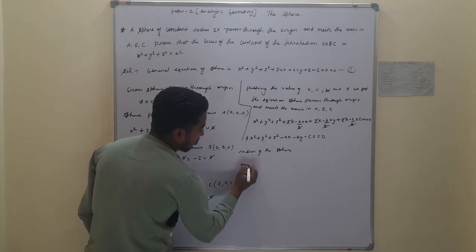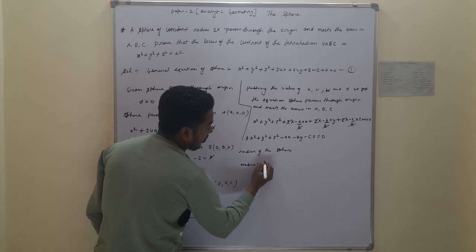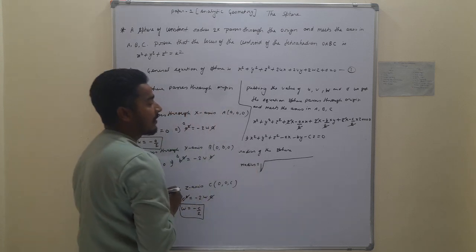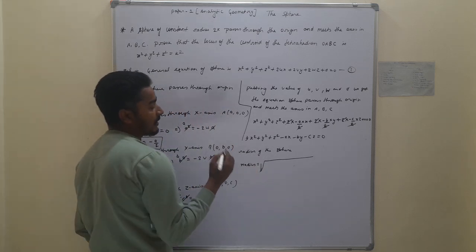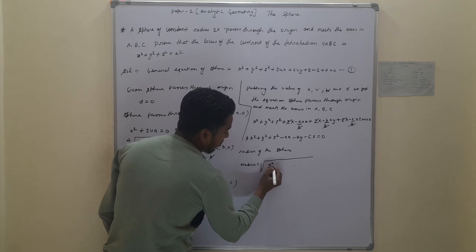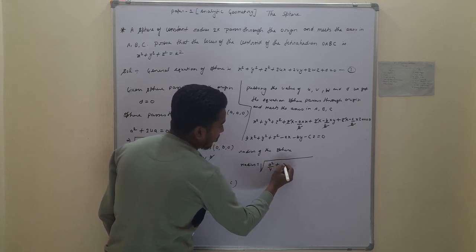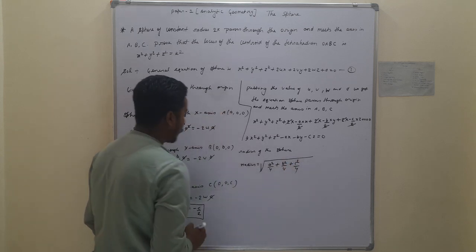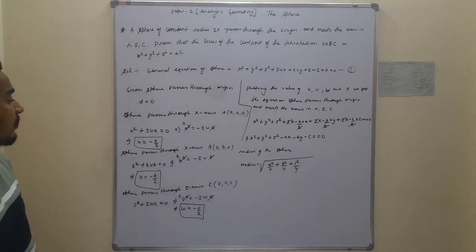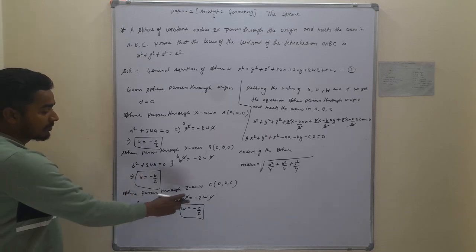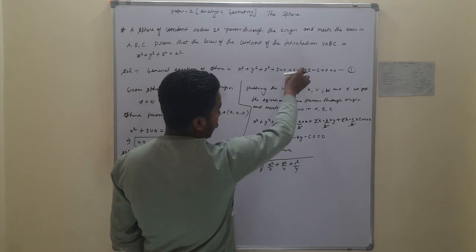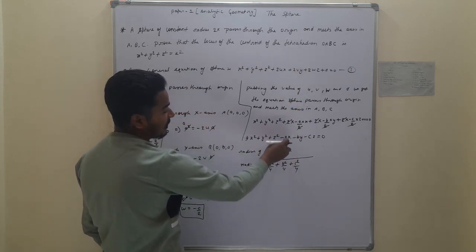radius is equal to under root of the coefficient of x, coefficient of y and coefficient of z whole square, we get a square by 4 plus b square by 4 plus c square by 4. Here u is equal to minus a by 2, v is equal to minus b by 2, and w is equal to minus c by 2.